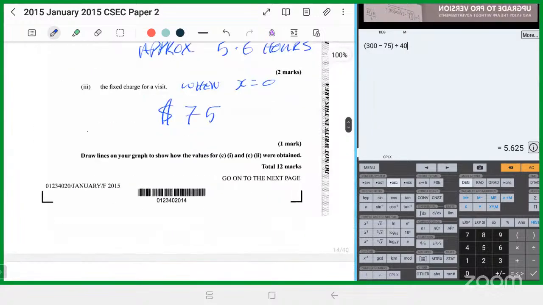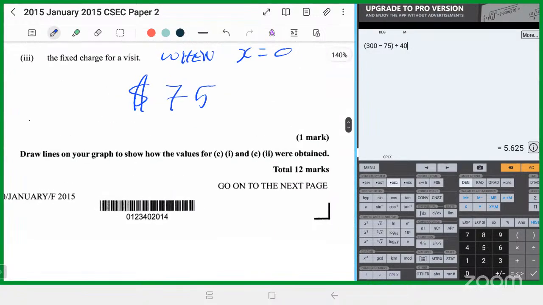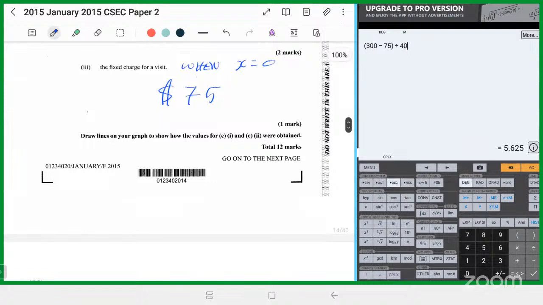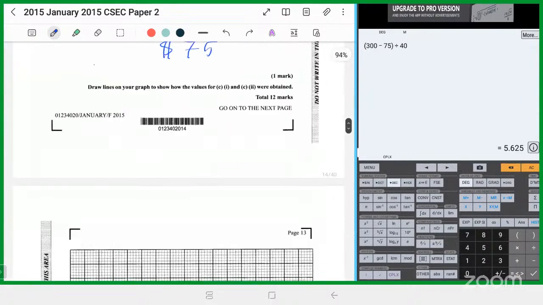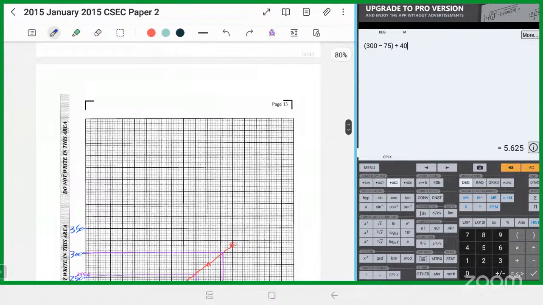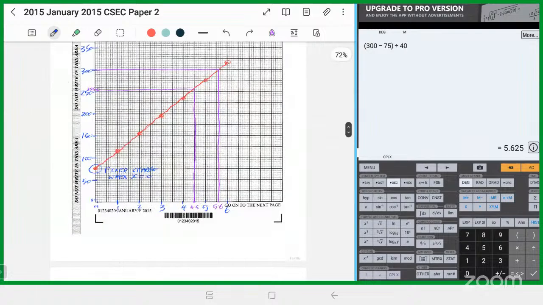Here it is. Draw lines on your graph to show how your answers, C1 and C2, they really wanted, are obtained. That's it. All right, so even if they did not tell you this, you would still have to know that you have to draw those lines. All right, that wasn't a bad question. But good? Are you okay with that? Yes, sir.